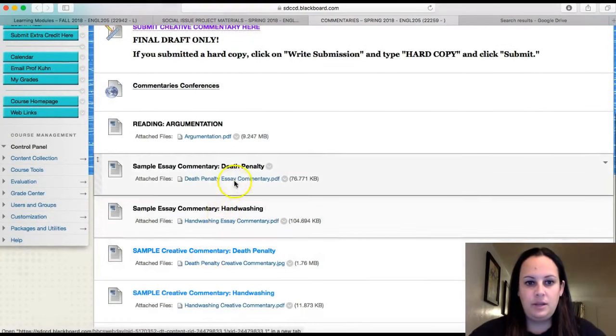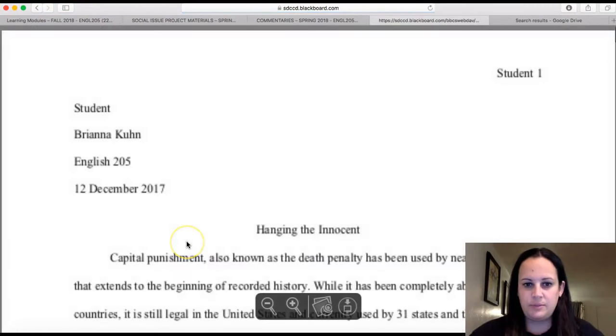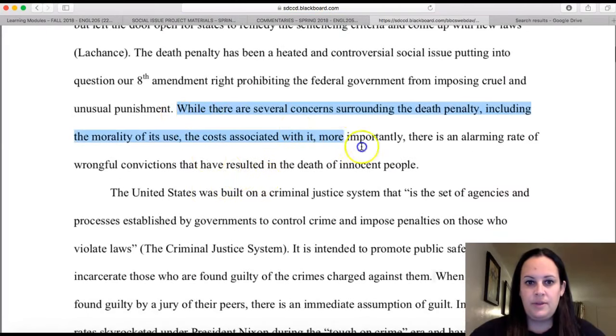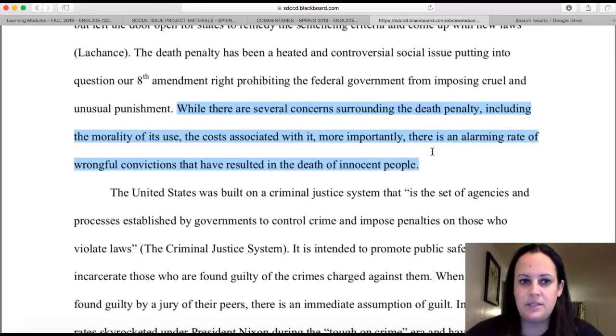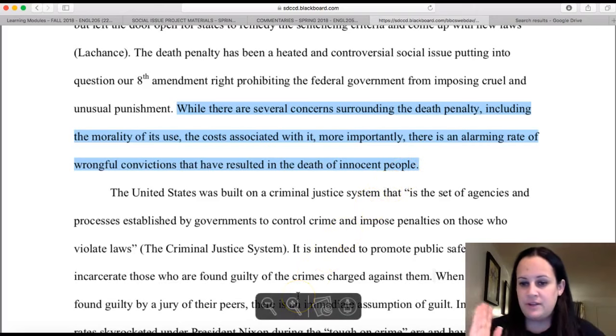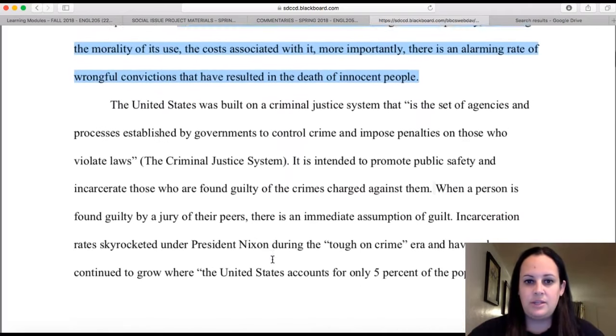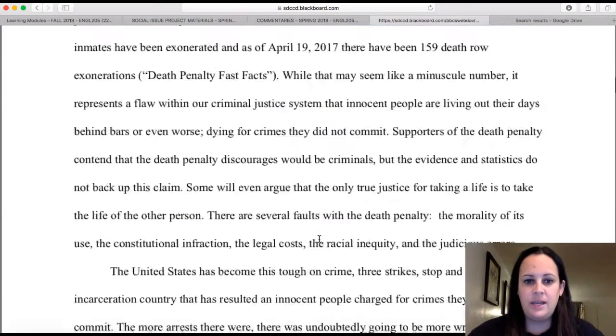Okay, here is the death penalty. I'm just going to show you this one. Now you can see here, while there are several concerns surrounding the death penalty, including the morality of its use, the costs associated with it, more importantly, there is an alarming rate of wrongful convictions that have resulted in the death of innocent people. This is a very straightforward argument. We can tell exactly where she stands. And then she goes in to talk about where the death penalty came from.